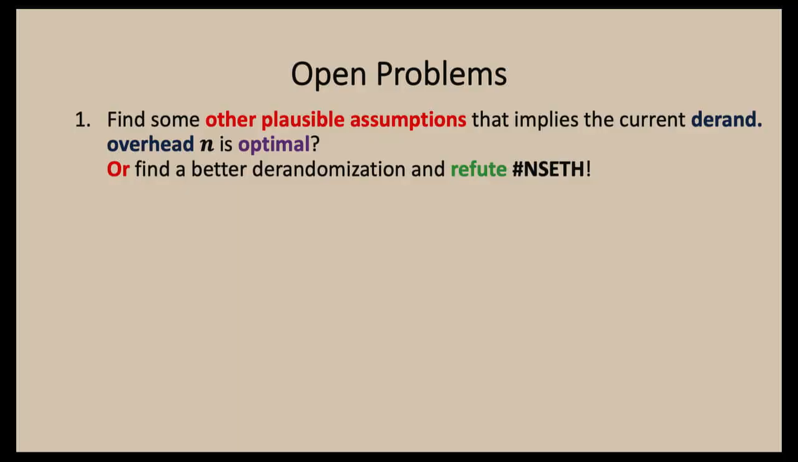There are some very interesting open questions, obviously. The first open question is that we know that under #NSETH, this overhead of n is optimal. But Ryan doesn't believe in #NSETH. So perhaps we should find some different assumption which can convince Ryan. That's the most important question for me. Or you just get a better generalization and then refute #NSETH. Ryan will be even more happy, I think.